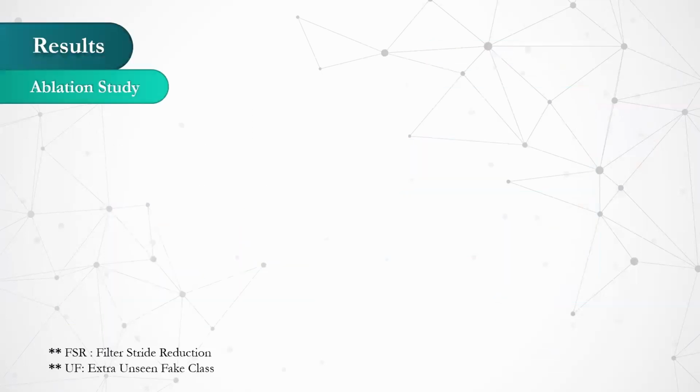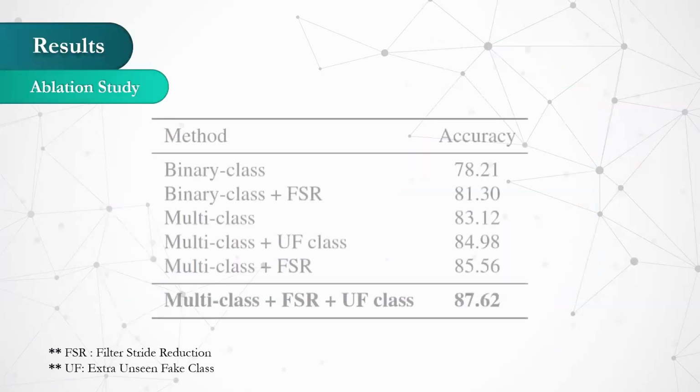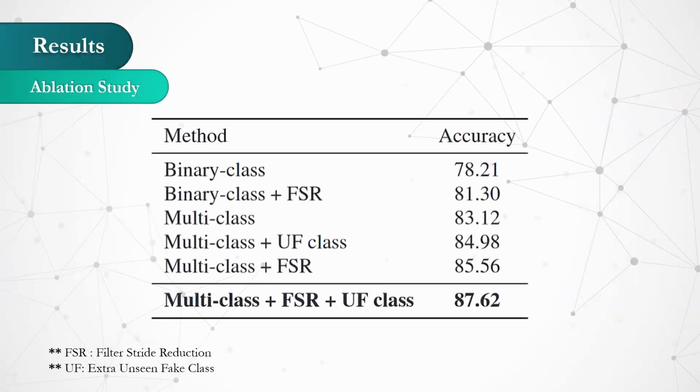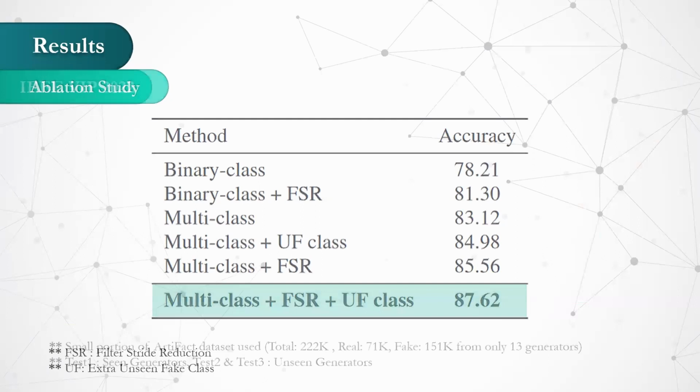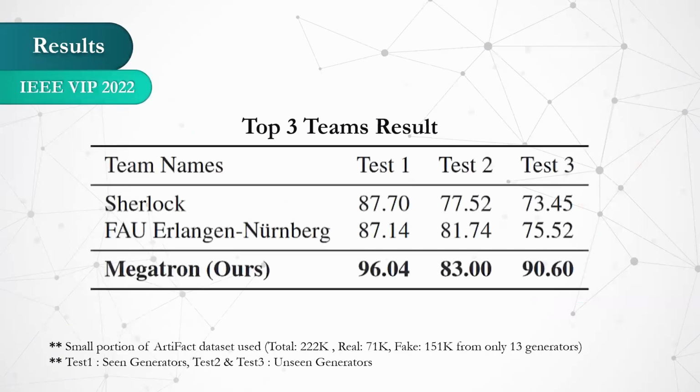Now, let's move to our results section. The ablation study clearly demonstrates that the multi-class method outperforms traditional binary class methods. Additionally, our proposed multi-class strategy, featuring an extra class for unseen generators, surpasses the traditional multi-class approach. Ultimately, the combination of the proposed multi-class method with the proposed FSR strategy achieves the best result with an accuracy of 87.62%.